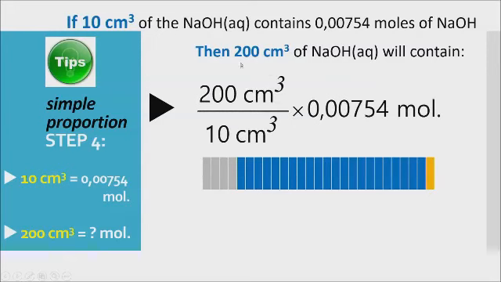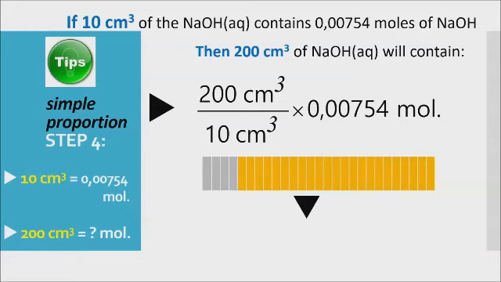I just take the 200, divide by 10. In other words, I see how many tens are in 200, and that's about 20 tens. That means I must multiply this by about 20, and this is how I do it. I multiply it by 20, and what do I get? 20 times that number over there will give me 0,1508 moles of sodium hydroxide.